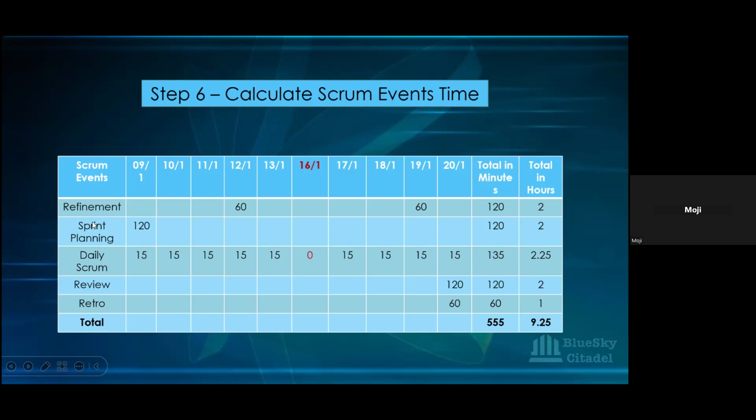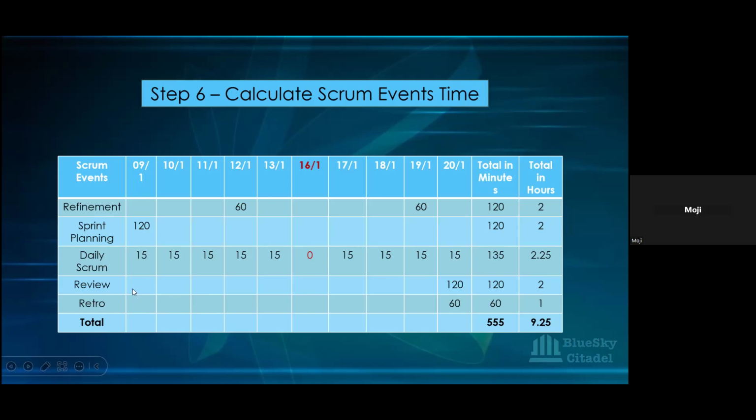And then their sprint planning is done the first day of sprint, and they use 2 hours to do it. So that's another 120 taken off. That's another 2 hours gone. Okay. And then the daily scrum is 15 minutes all through, except for this day that is the bank holiday. So that is 135 minutes, and that's just 2.25 hours taken off in total.